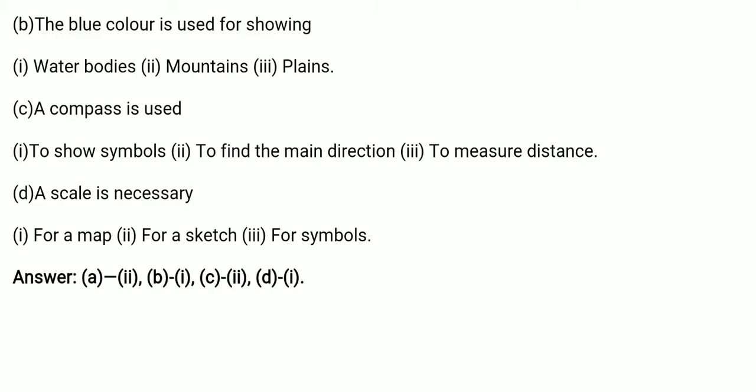C, a compass is used first to show symbols, second to find the main direction, third to measure the distance. Answer C is correct, to find the main direction. Question D, a scale is necessary first for a map, second for a sketch, third for symbol. Answer first is correct, for a map.